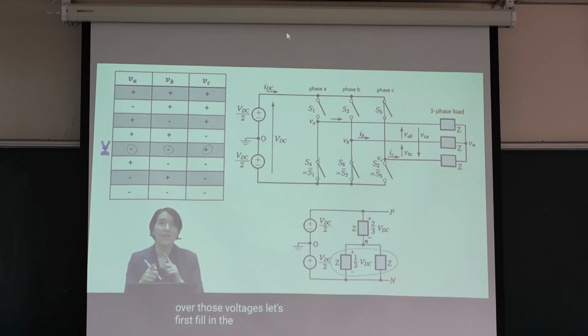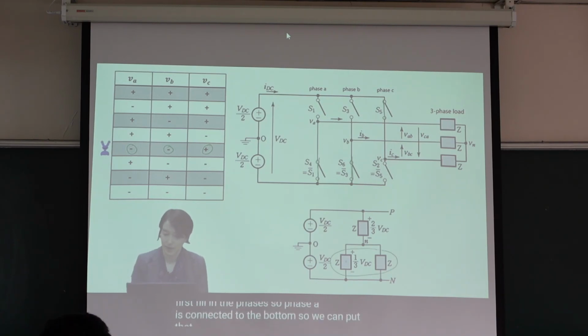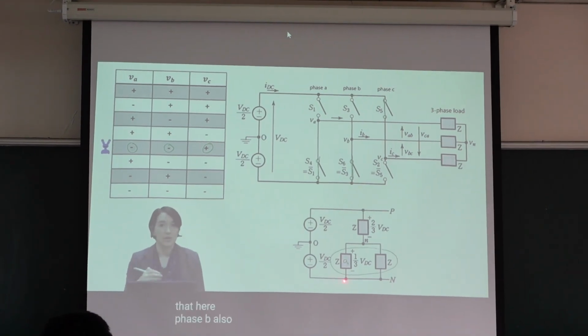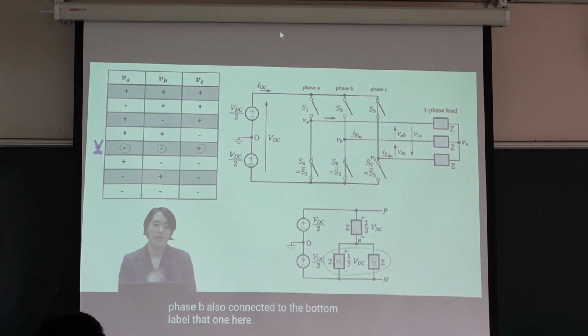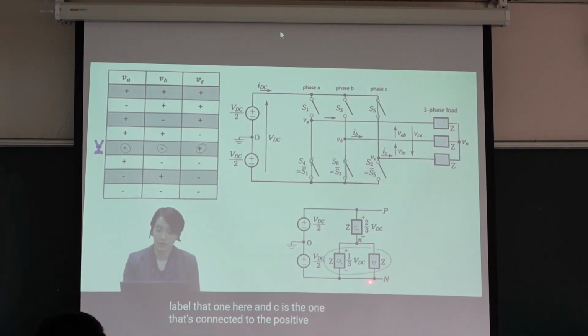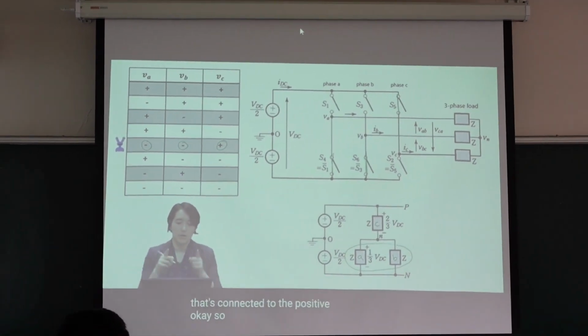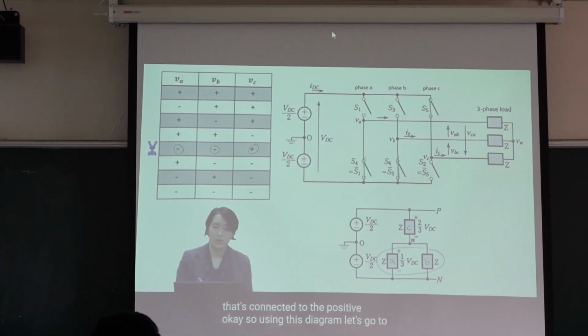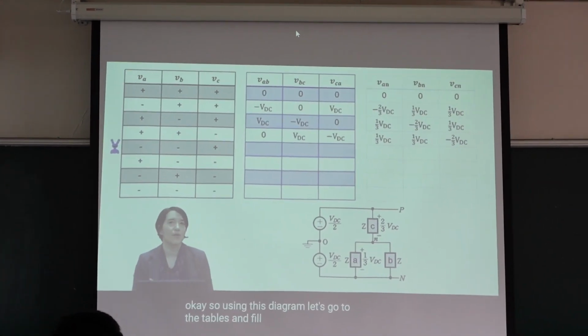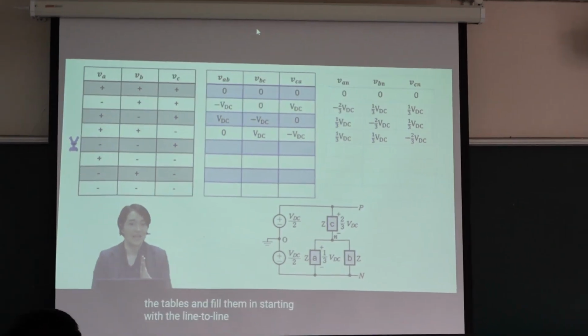Let's first fill in the phases. So phase A is connected to the bottom, so we can put that here. Phase B also here, connected to the bottom, and C is the one that's connected to the positive, and the C is here. Alright, so using this diagram, let's go to the tables and fill them in, starting with the line-to-line voltages.